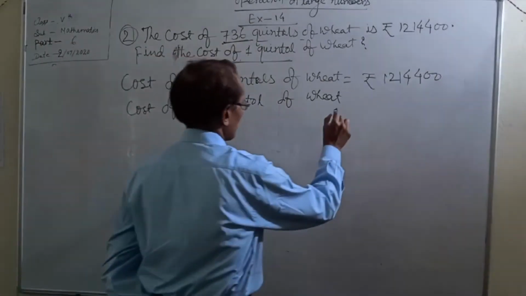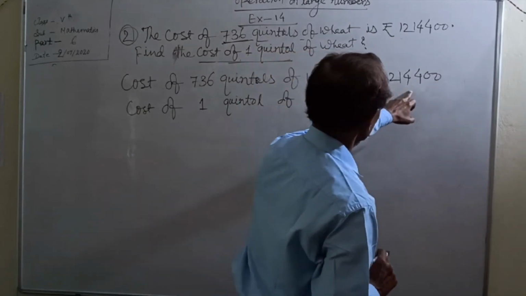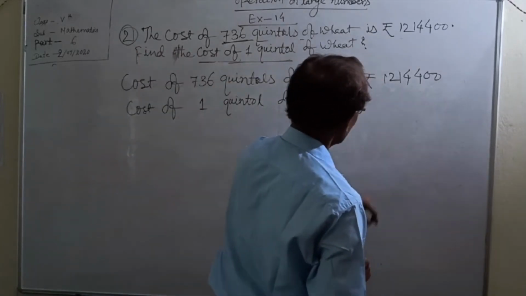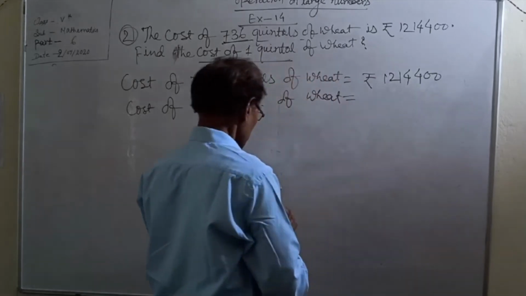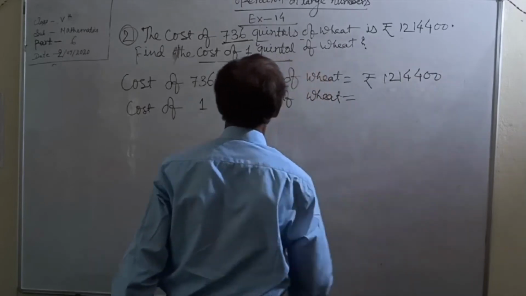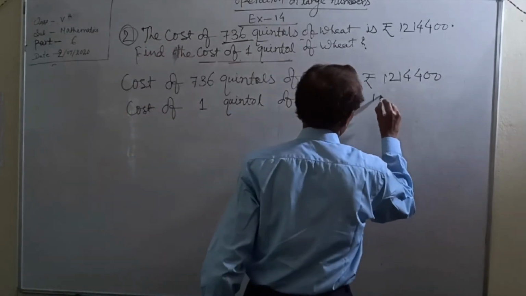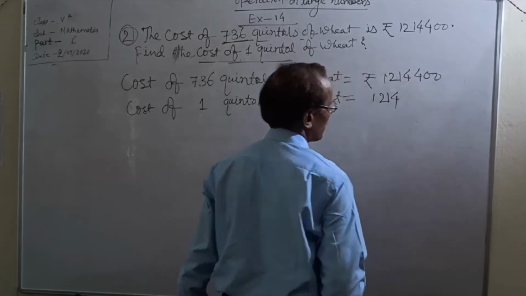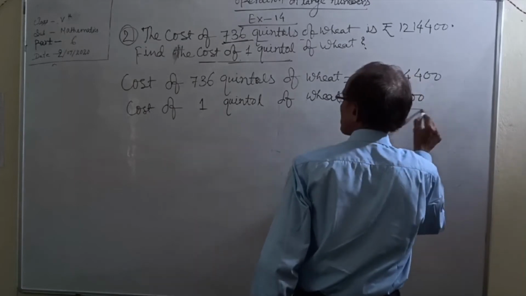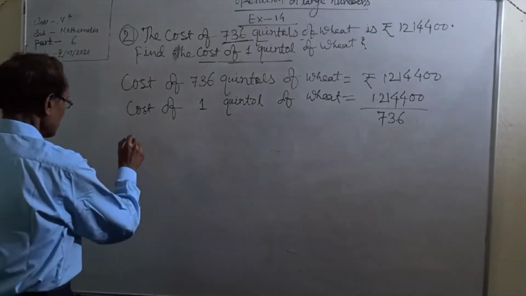You have to keep in mind, for 736 quintals of wheat, the cost is this much. Then the cost for 1 quintal will be less. So in the first statement, whatever is the value on the right side of the equal sign, divide that value by the left side value. After dividing, 1 quintal cost will be less. That's why we are dividing it. So divide it by 736. Exactly, we are following the unitary method here.